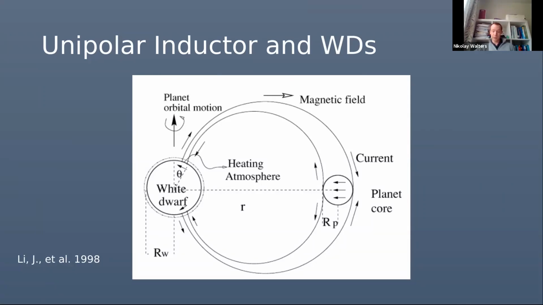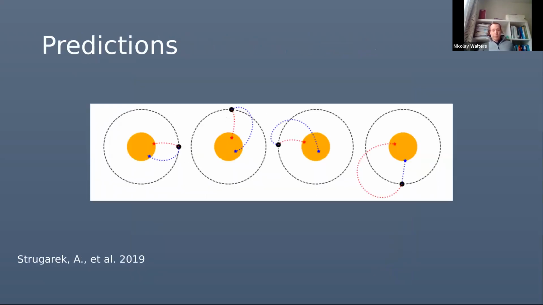Such white dwarf-planetary interaction was first proposed to explain the spectroscopic features of GD356. So the applicability of this model to GD356 was the primary motivation behind this work. When testing a model, it's usually good to know what the model predictions are. The unipolar inductor makes several testable predictions, but I want to focus on just one for now.